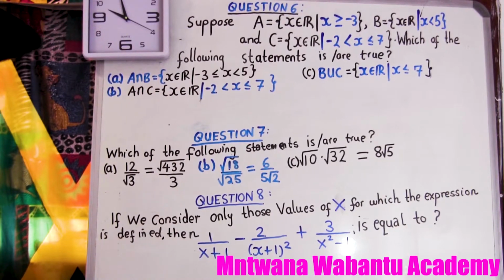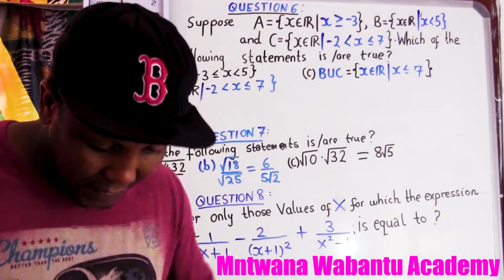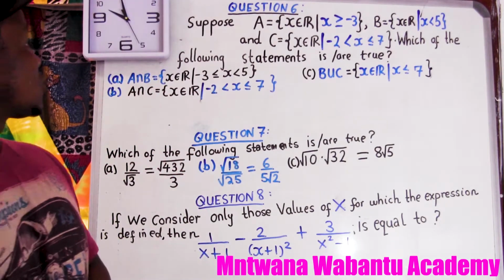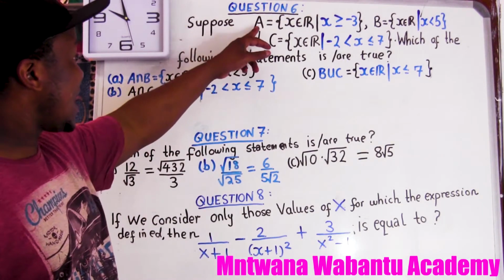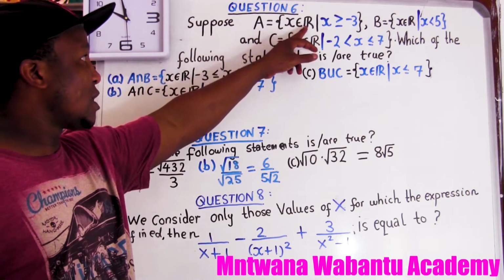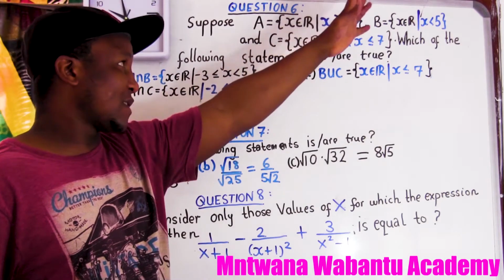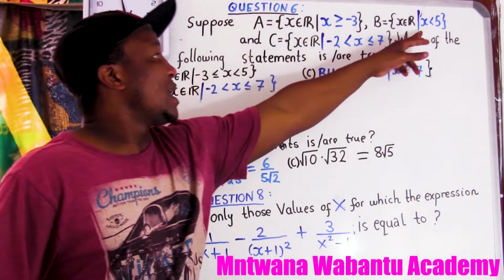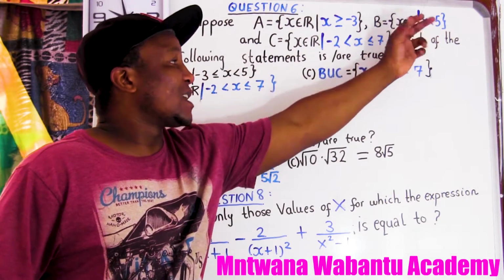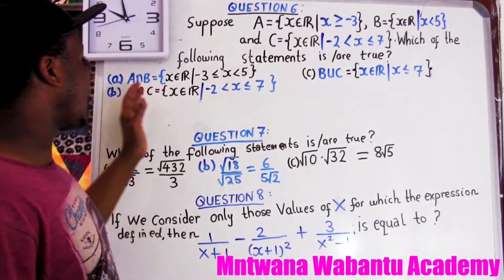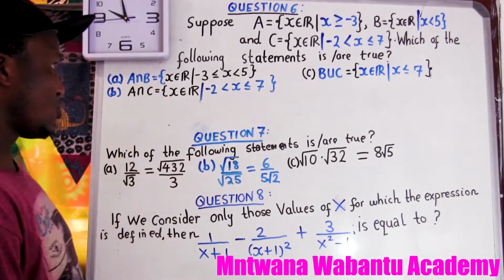Okay, so we have a question right here. Let's get started. They say, suppose A equals {x : x ≥ -3}, so it starts from -3 and more, or x < -3, which means it goes all the way to negative infinity, starting from -2 to 7. Which of the following statements is true?